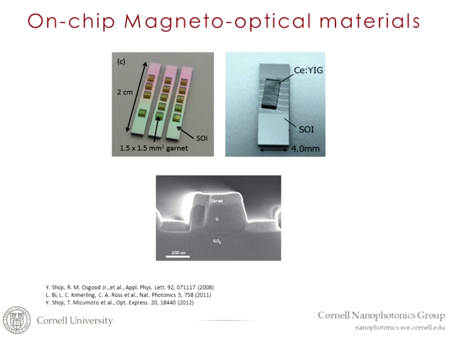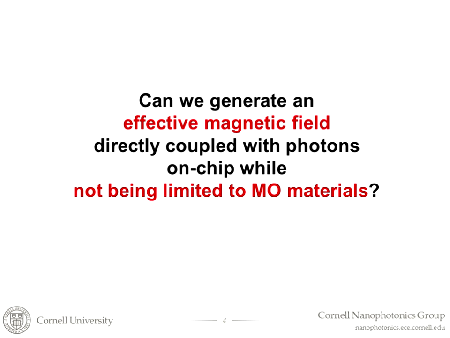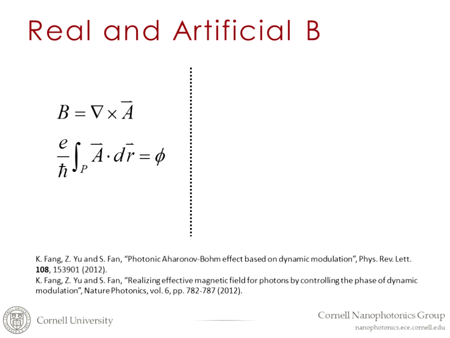And so we want to ask a different question among ourselves: can we actually generate an effective magnetic field directly coupled with photons? And we want to do this on chip, while not being limited to using magneto-optical materials. And I will show you the applications later. I just want to first show you what an effective magnetic field is, and what I mean by having an effective magnetic field for photons.